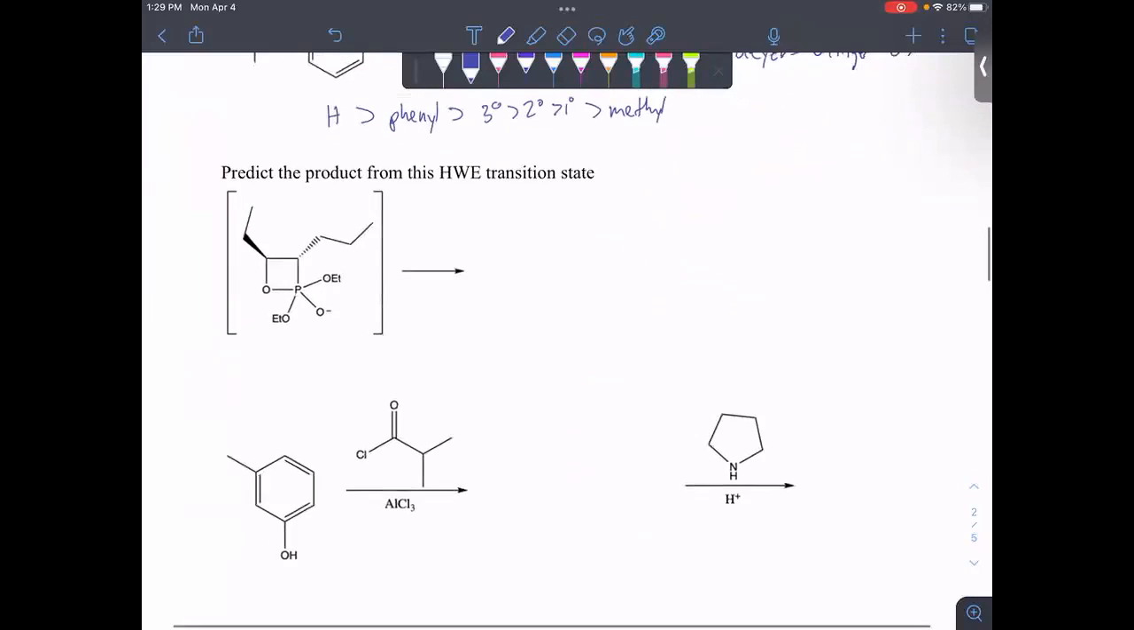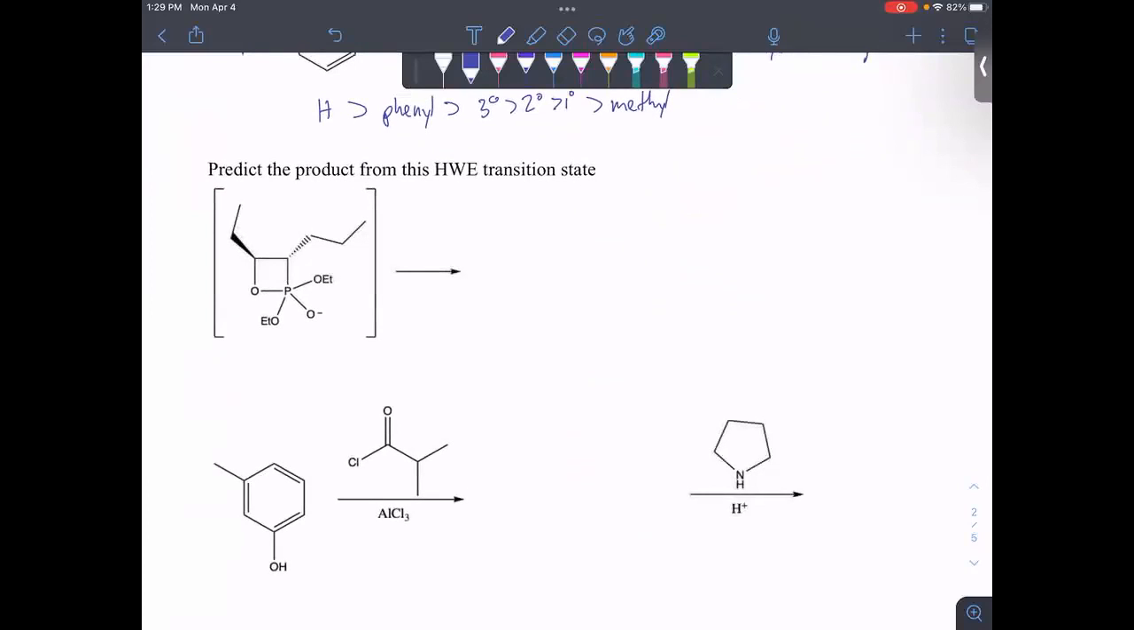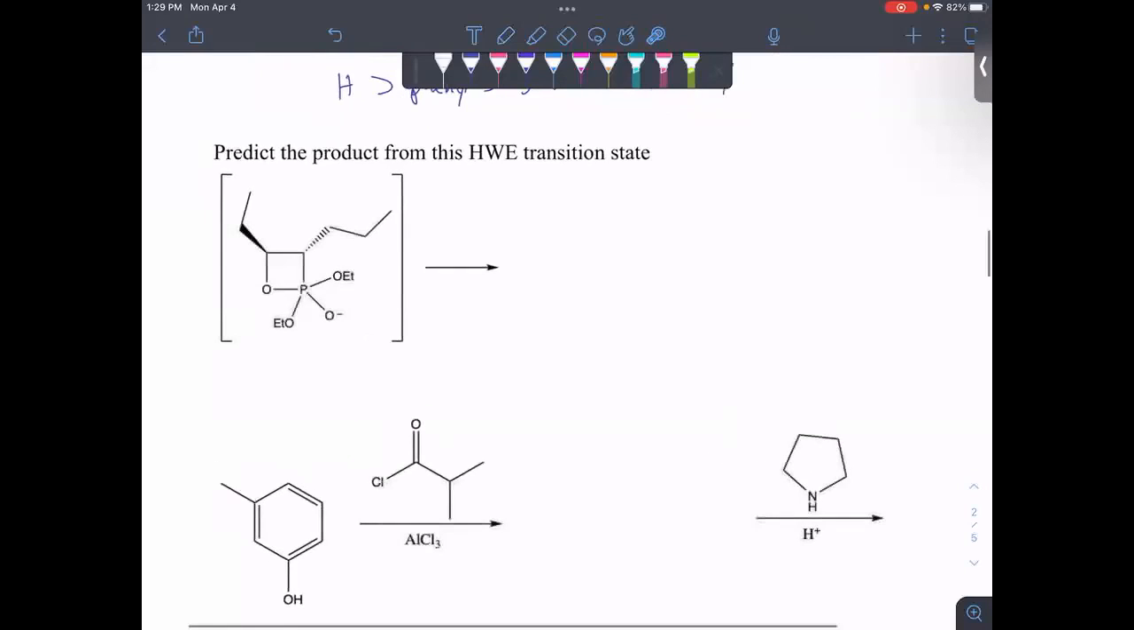So next, I've given you this Horner-Wadsworth-Emmons transition state. The HWE transition state is identical to the Wittig one. The only difference is the stuff attached to the phosphorus. In Wittig, you have 3 phenyls attached here, but in Horner-Wadsworth-Emmons, you have a bunch of oxygen groups. So this whole thing is called a phosphonate ester. That's the real difference between the two mechanisms. Otherwise, they do the same thing.